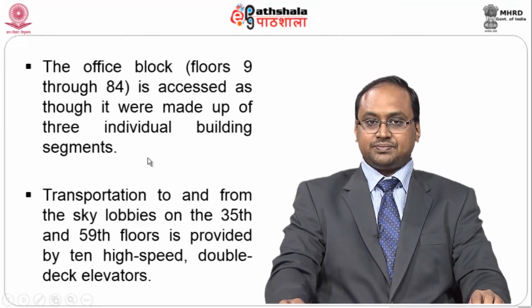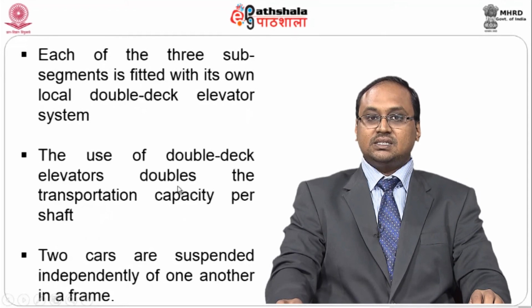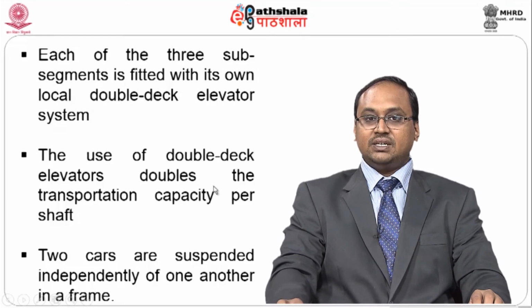The office block floors 9 through 84 are accessed as though they were made up of 3 individual building segments. Transportation to and from the sky lobbies on the 35th and 59th floors is provided by 10 high speed double deck elevators. Each of the 3 sub segments is fitted with its own local double deck elevators, and the use of double deck elevators doubles the transportation capacity per shaft, and it clearly indicates the high usage of the elevator system across the floors. The 2 cars are suspended independently of one another in a frame.